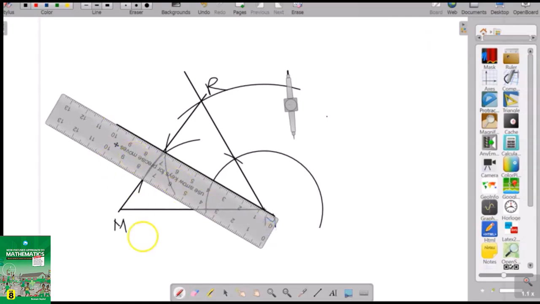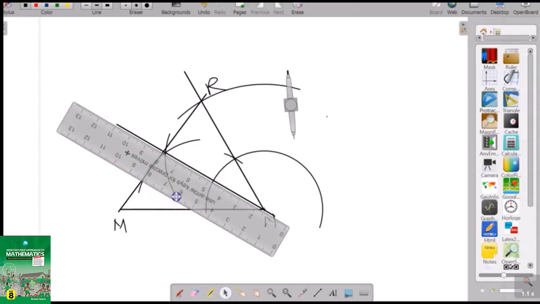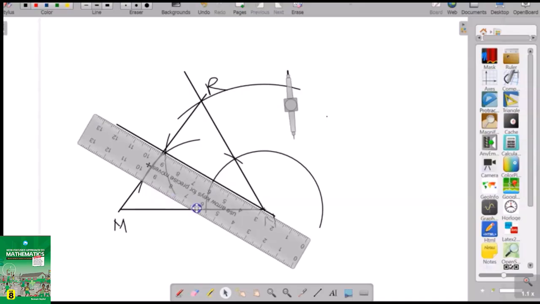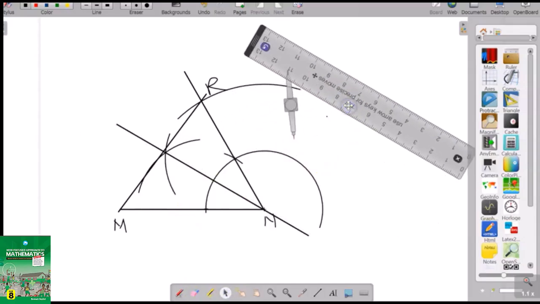So I can join this and maybe extend it a little bit, because the locus can go on and on and on. Right, so this is our L3. So this is how we construct the locus of a point equidistant from two fixed lines.